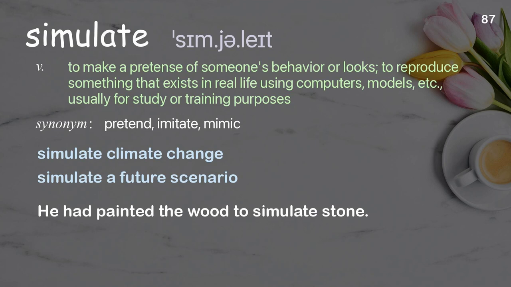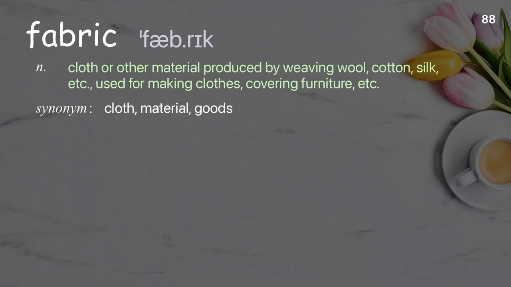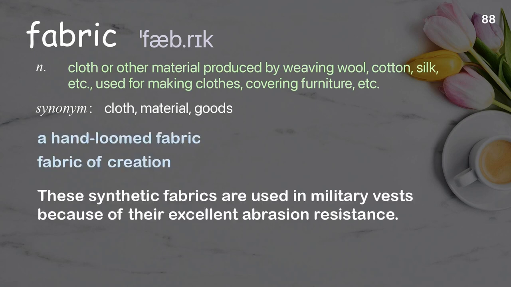Fabric: cloth or other material produced by weaving wool, cotton, silk, etc., used for making clothes, covering furniture, etc. Examples: a handloomed fabric, fabric of creation. These synthetic fabrics are used in military vests because of their excellent abrasion resistance.